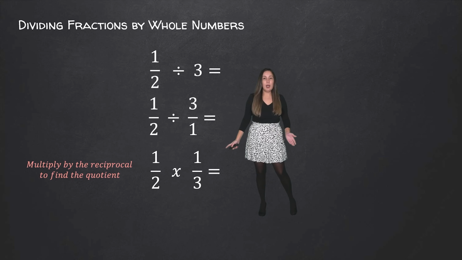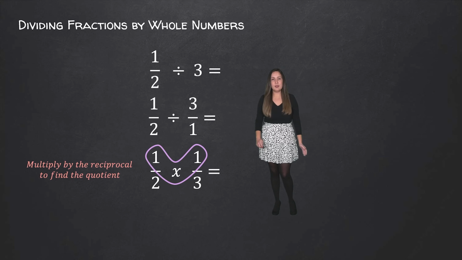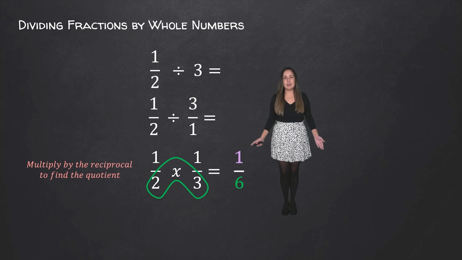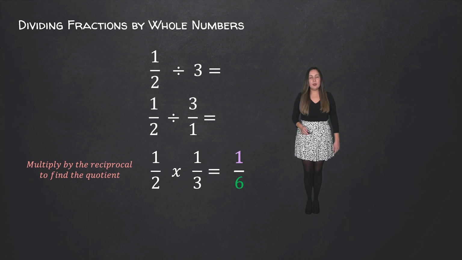So now we just multiply normally. So numerator times numerator, 1 times 1 is equal to 1, and then multiply our denominators. And for our denominators, we have 2 times 3, which is equal to 6. So we ended up with the same answer. Now let's do another example.